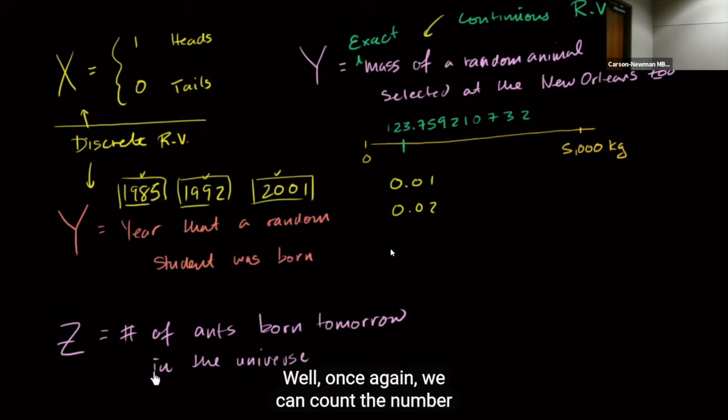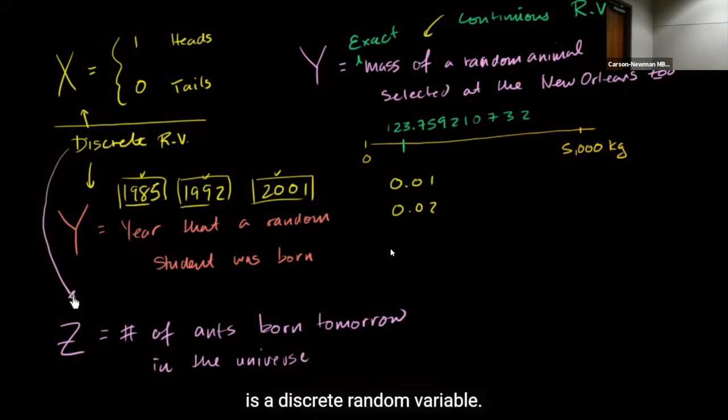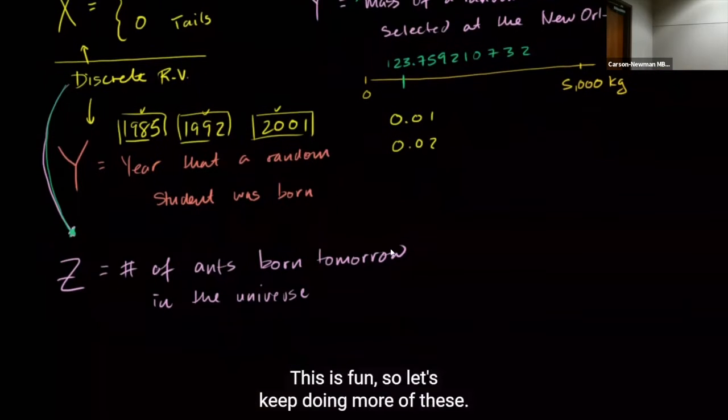Well, once again, we can count the number of values this could take on. This could be 1, it could be 2, it could be 3, it could be 4, it could be 5 quadrillion ants, it could be 5 quadrillion and 1. We can actually count the values. Those values are discrete. So once again, this right over here is a discrete random variable. This is fun, so let's keep doing more of these.